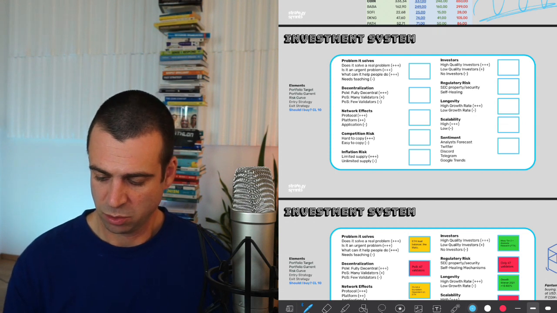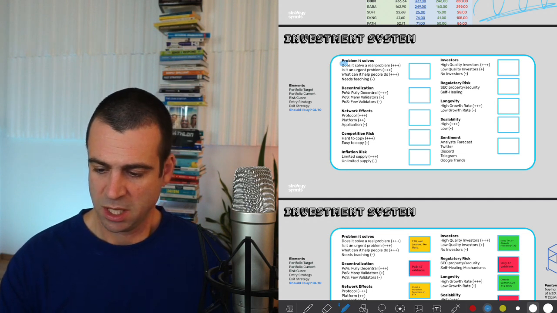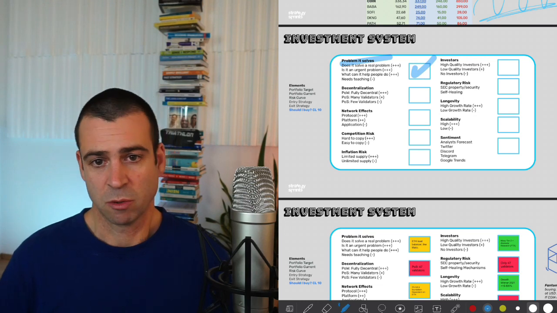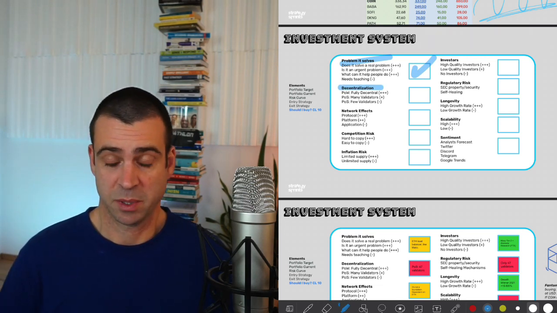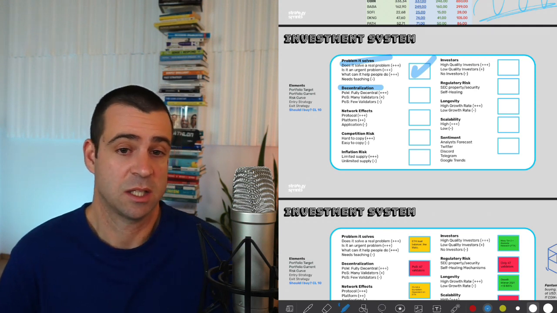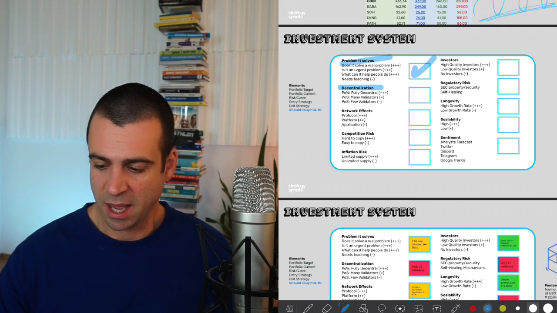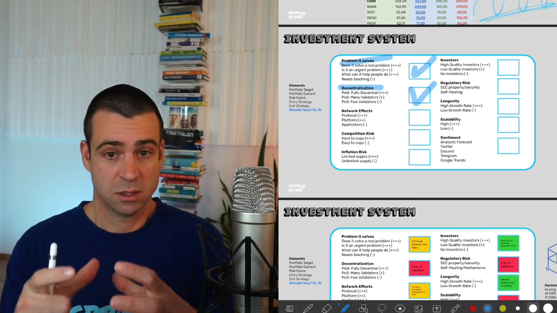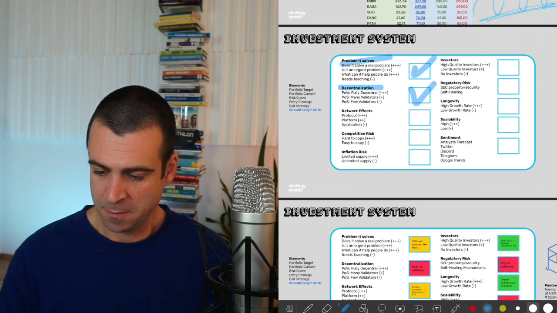We will go through a couple of questions. One is, does it solve a real problem? And then it will be either green, yellow, or red. Is it decentralized enough? Because if it's decentralized, it's unstoppable, like Bitcoin. But if it's centralized, it's at risk. There is one central choke point, and if it's something risky, I don't invest in it.